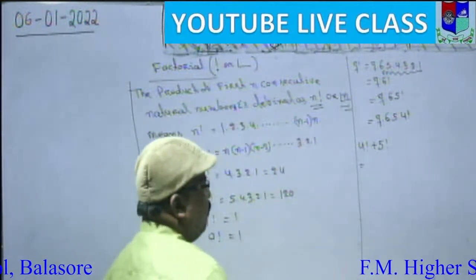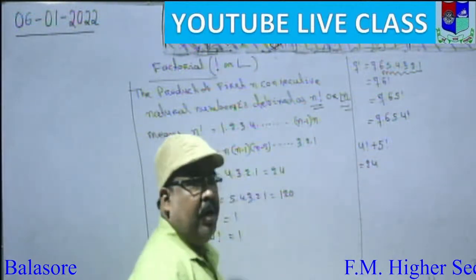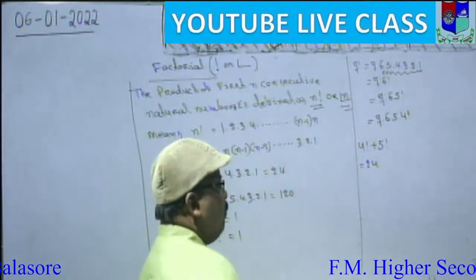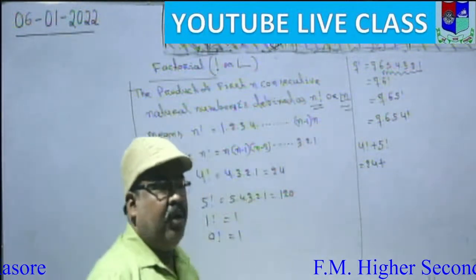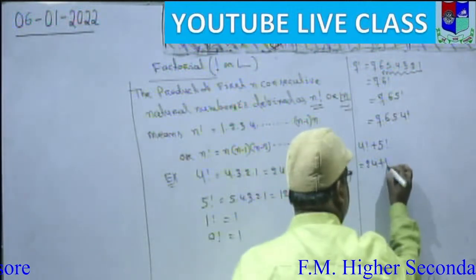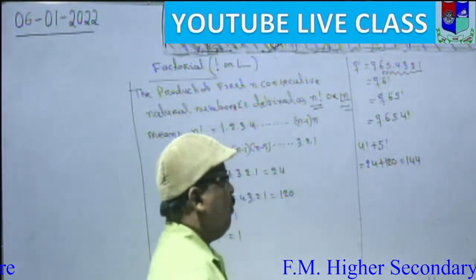We know 4 factorial is 24, means 4 into 3 into 2 into 1. Similarly, 5 factorial means we know it is 5 into 4 into 3 into 2 into 1. That is 120. So answer is 144.